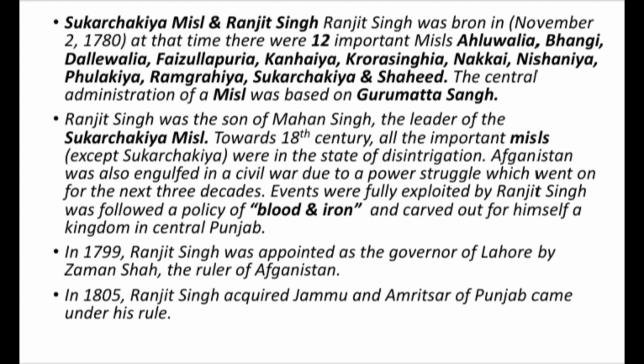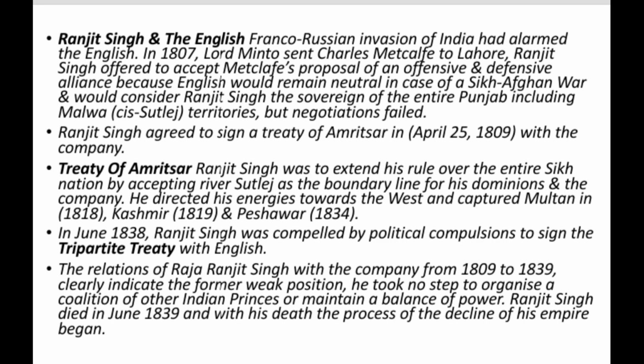Now, Ranjit Singh and the English. The prospect of a joint Franco-Russian invasion of India through the land route had alarmed the English in 1807. Lord Minto sent Charles Metcalfe to Lahore. Ranjit Singh offered to accept Metcalfe's proposal of an offensive and defensive alliance on the condition that the English would remain neutral in case of a Sikh-Afghan war and would consider Ranjit Singh the sovereign of the entire Punjab, including the Malwa Sutlej territories.